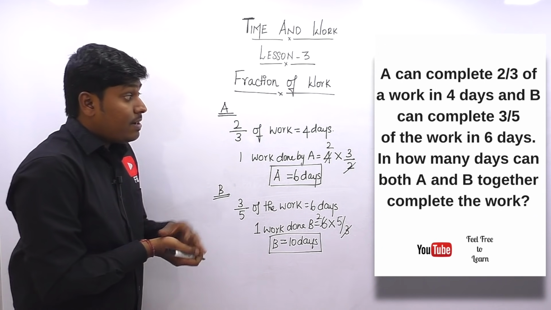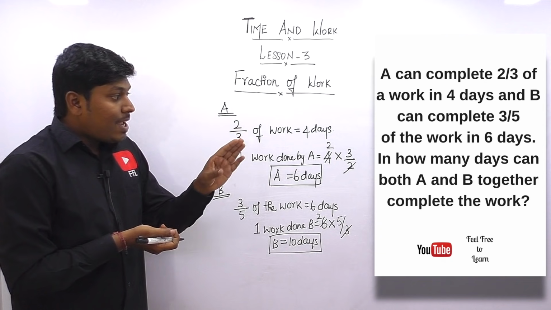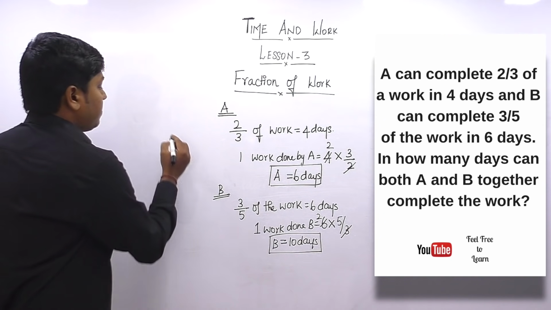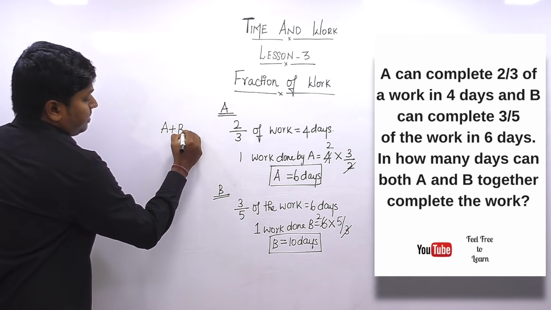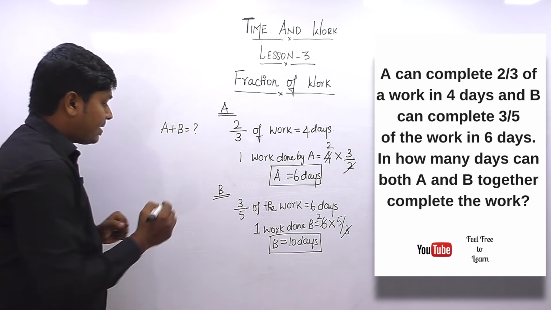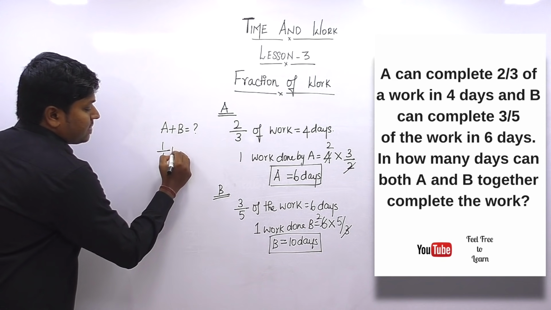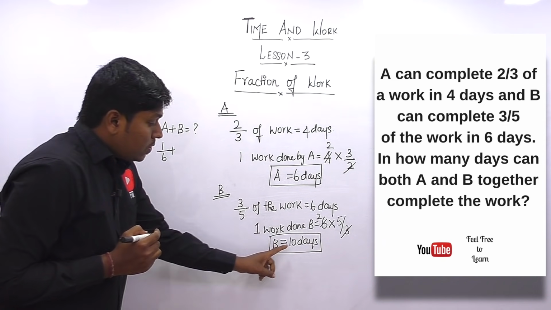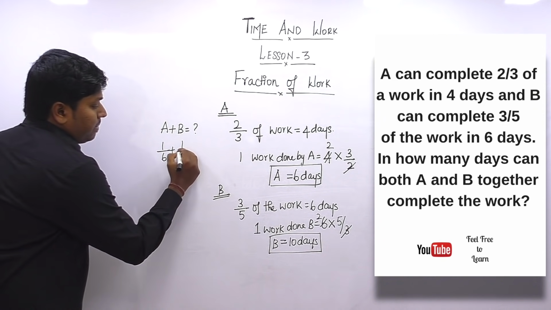But our target is to find in how many days both A and B together complete a work. So our target is to find A plus B. So we know that A alone can complete a piece of work in 6 days. So A equals 1 by 6, which is 1 day work. B alone took 10 days to complete a work. So B will be 1 by 10.